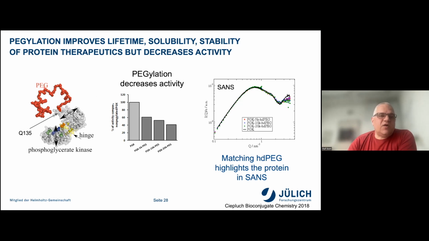We use here now a matched PEG, that we attach here by a maleimide group at this position, and we use matched PEG so that we only see the protein structure. We can then look also at the structure, again in a Kratky plot here, and compare it to the structure without attached PEG, and that is very similar. So there's no big structural change.